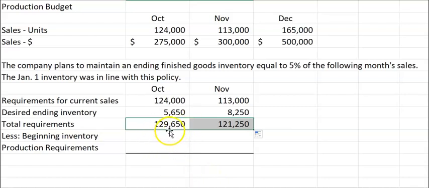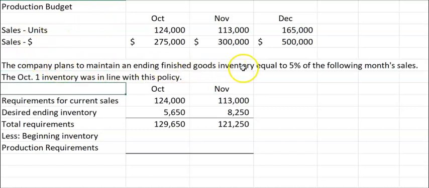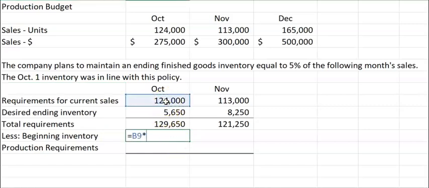But we don't need to make 129,650 in October because we started October with beginning inventory. Now, one of your problems on MBC tells you what the October 1st beginning inventory is. This problem says, oops, and this shouldn't say January 1st, this should say October 1st. The October 1st inventory was in line with the policy of maintaining 5% of the following month's sales. So that means that September would have ended with 5% of the October sales amount.